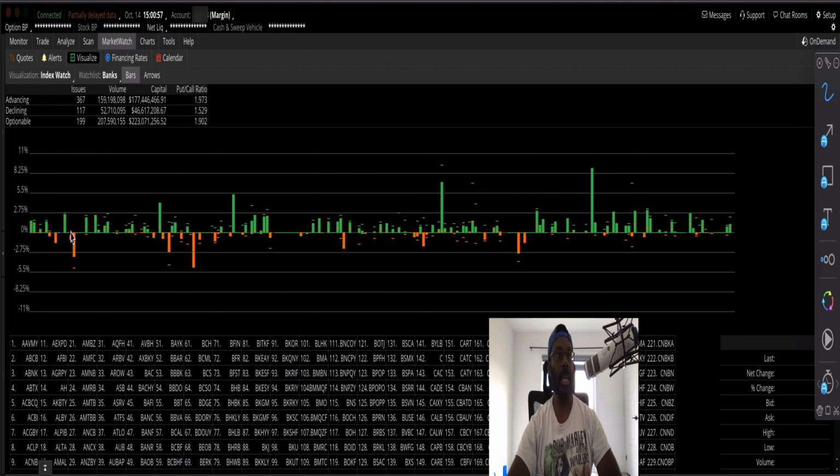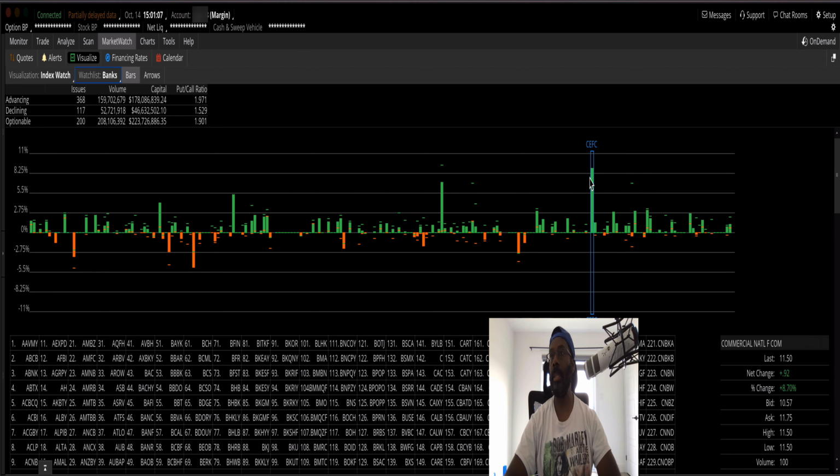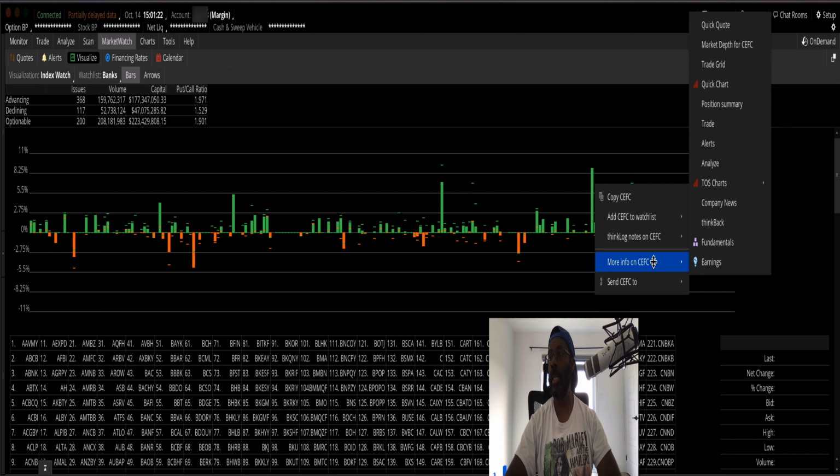So I should have looked at that and said, I mean, some of the banks were down. Some of the banks had earnings that the market didn't really care about, and then some of them popped. Right? Some of these guys popped 8% today. Who was that? That was Commercial National Financial, right? It was an 8% move. All right, that's big. That's huge. Yeah, but I didn't see that. That wasn't on my earnings.